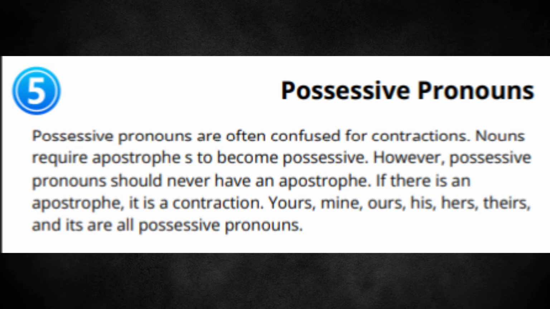Next, possessive pronouns. It means that it belongs to someone. I, mine. He, his. Her, hers. We, ours. They, theirs. Possessive pronouns are often confused for contractions. Nouns require apostrophes to become possessive. However, possessive pronouns should never have an apostrophe. If there is an apostrophe, it is a contraction. Yours, mine, ours, his, hers, theirs, and its are all possessive pronouns.